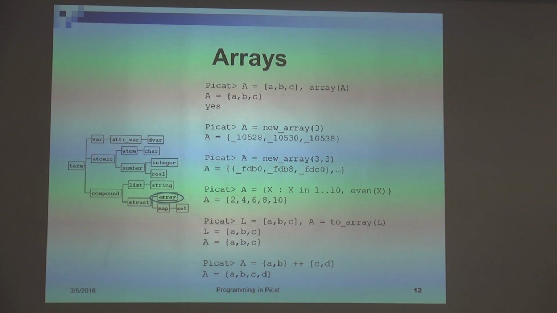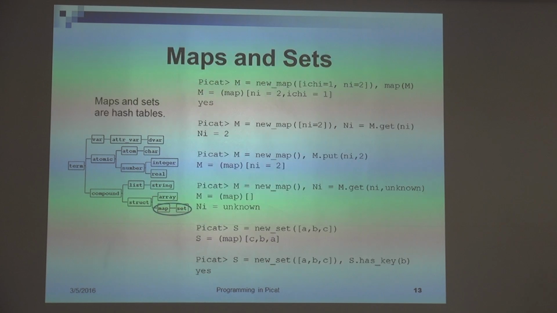But there is one difference: arrays provide constant time access. For example, if you want to access the length of the array, you get the length immediately. You don't need to traverse the elements. You don't need to count.